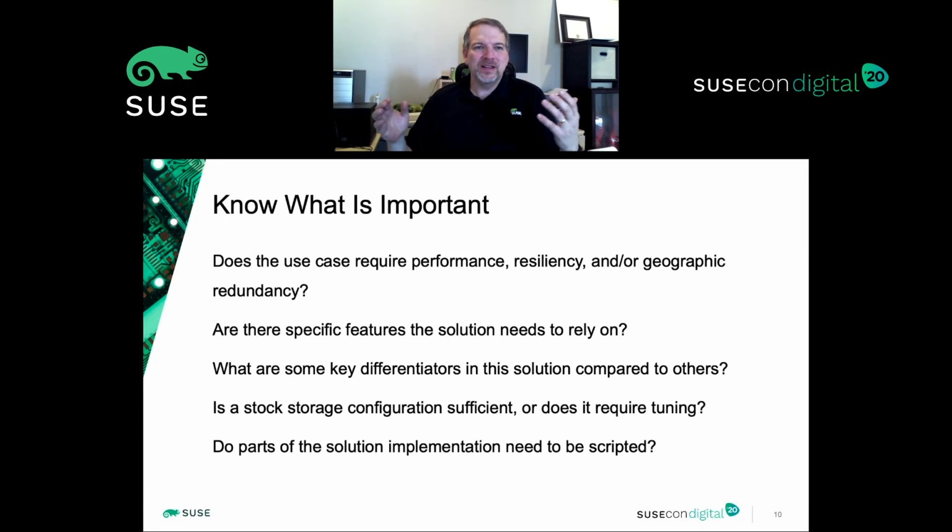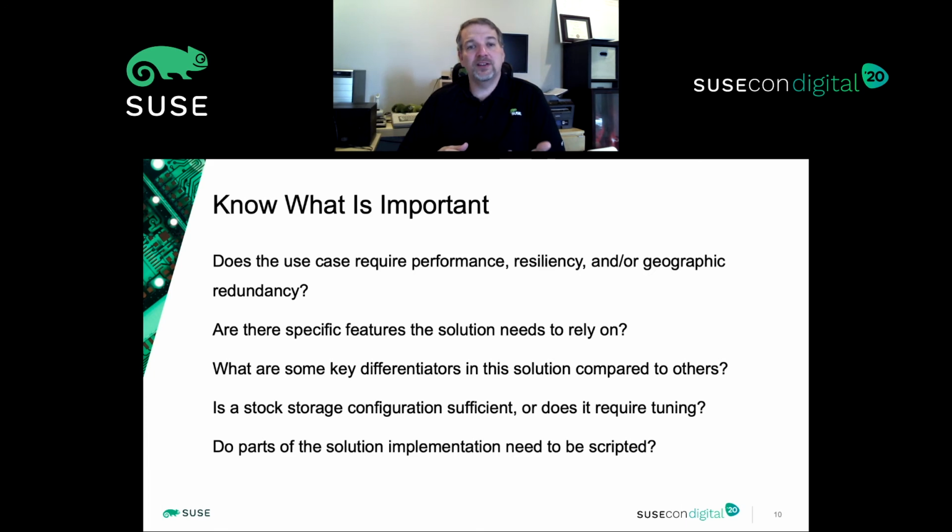The first thing is to know what is important, because these are things we need to draw out in the solution design. Does it require performance, geographic redundancy? Is it a low latency performance requirement or a high throughput requirement? What does it look for? Are there specific features that the solution needs to rely on? Like, does it need to leverage the multi-site object gateways that we have? Does it need to utilize snapshots? What are the key features that need to be called out that bring value to the solution?